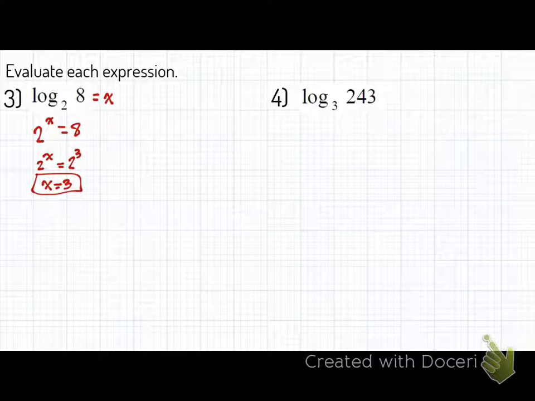Number 4 by yourselves. And then show me your answer. I'll give you about 30 seconds on the number 4. 30 seconds. It would be 3 to the 5th. So it would be log base 3 of 243 equals 5.